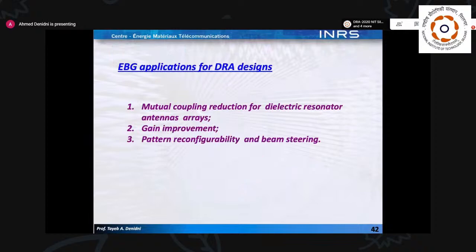The application of EBG for DRA can be in three ways. We can use them to reduce mutual coupling between a dielectric resonator antenna array. Another application of these structures is to improve the gain of the dielectric resonator. And last but not least, we can use this structure to design a dielectric resonator with a reconfigurable pattern or with beam steering. This means we can exploit this technology to improve our design in three ways. I give you a few examples for each application.